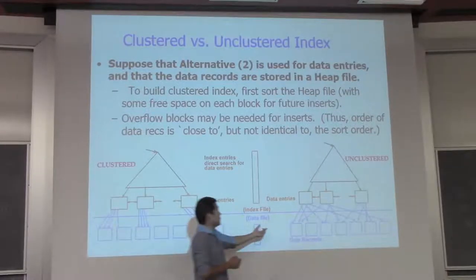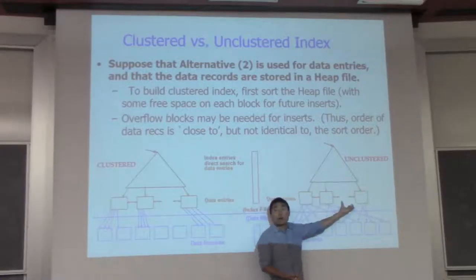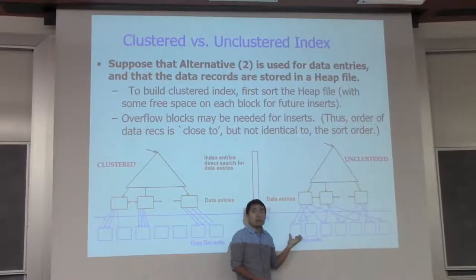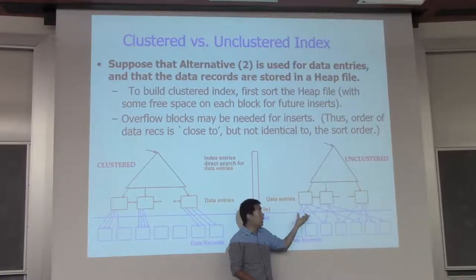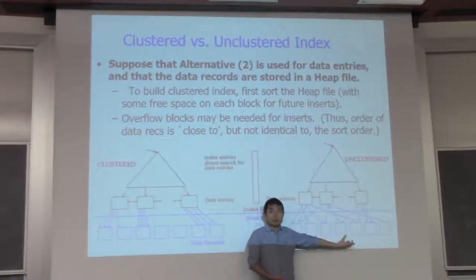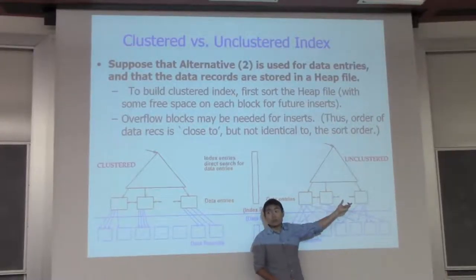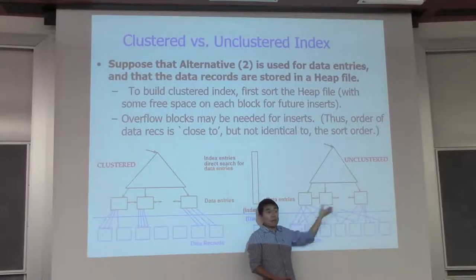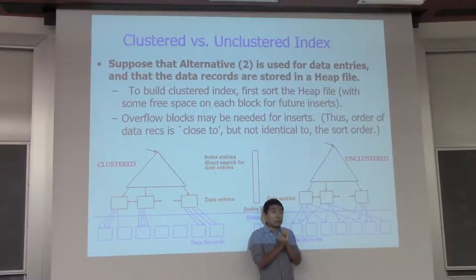What about an uncluster index? Well, an uncluster index is exactly the opposite. Data entries are always sorted, but records may not be. Records may be in a heap file, which is not sorted at all. So an uncluster index is an index where data entries are sorted, but records are not, at least not in the same order as your data entries. It could be that the records are sorted by age, but my data entries' search key value is on name. So I sort data entries by name, but your records are sorted by age. That's still considered an uncluster index. You follow me?